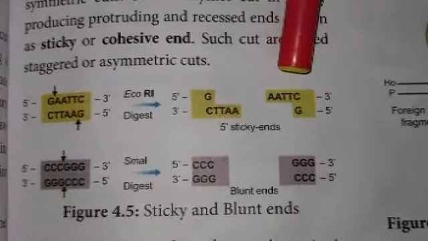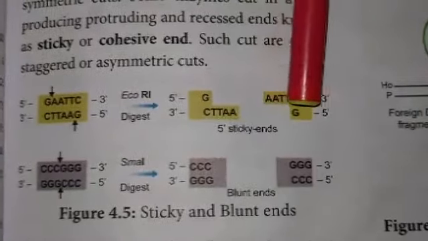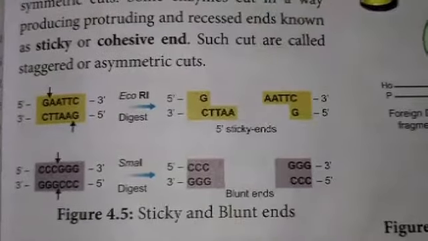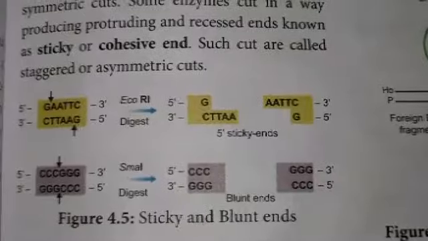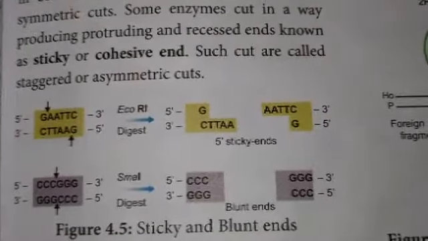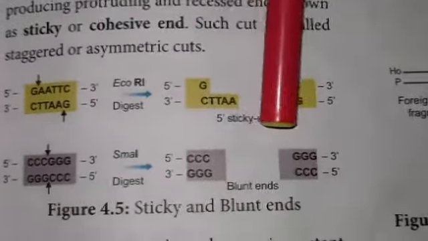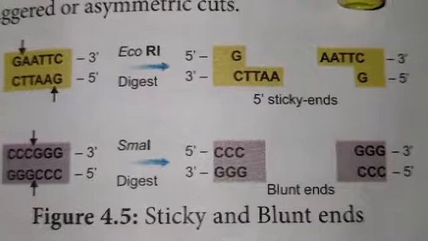One part is a protruding end, another part is receded, that is inside. These are called sticky or cohesive ends. Such a cut is called an asymmetric cut. So the blunt end cut is a symmetric cut. The sticky end cut is an asymmetric cut.